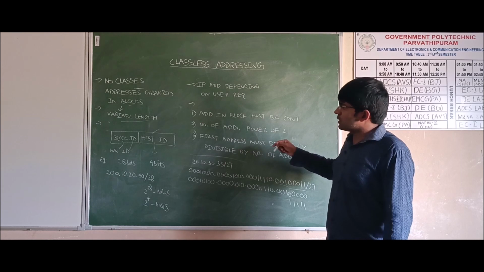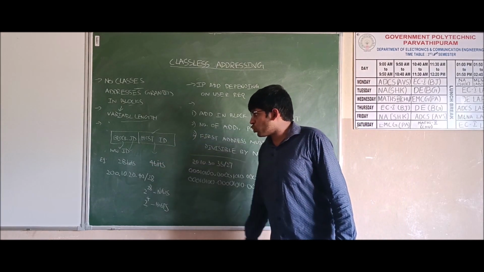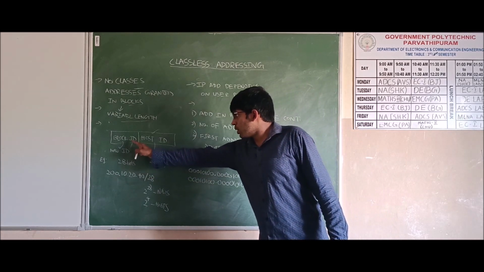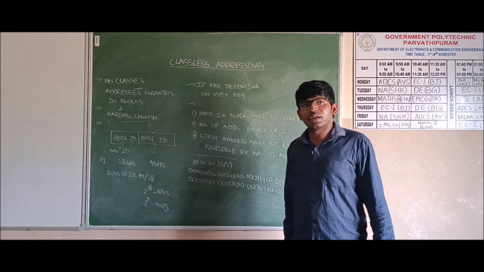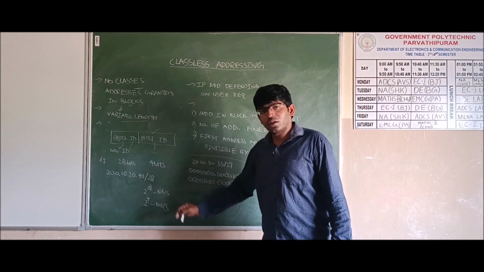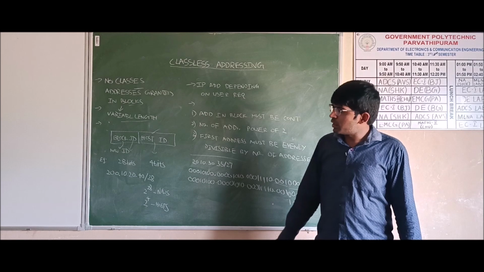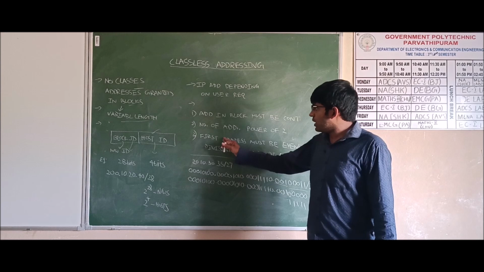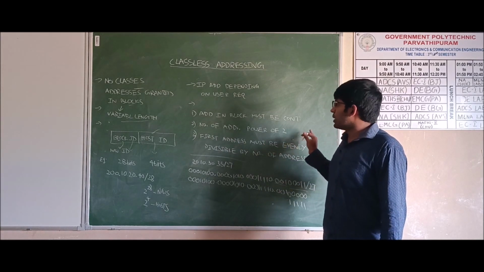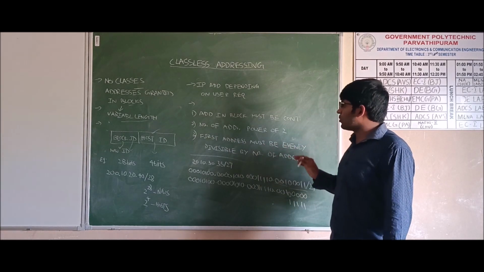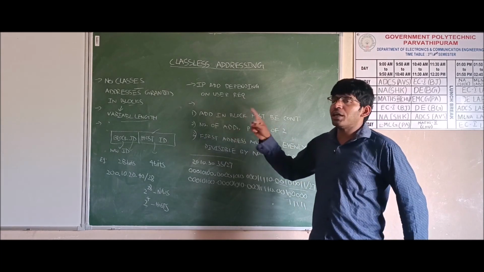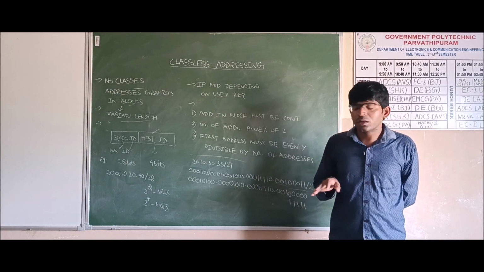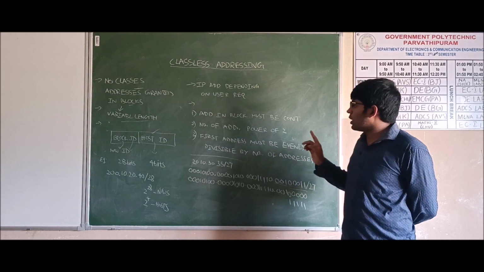The number of addresses must be a power of 2. For example, if we give 4 bits, we get 2 to the power 4 addresses. If we give host ID 5 bits, 2 to the power 5. And the first address must be evenly divisible by the number of addresses. Whatever first address we use must be evenly divisible by the total number of addresses.